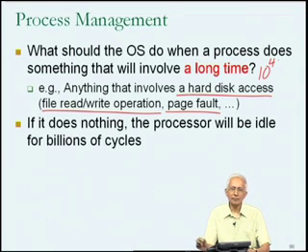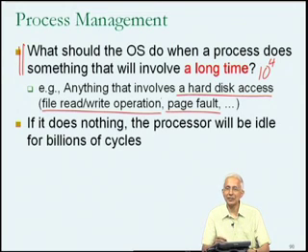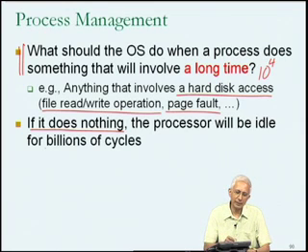So, the question is a relevant question, because if a process does some operation which results in a disk access being required, and if the processor waits for the disk operation to complete, in other words, if the processor does nothing while the disk operation is going on, then from the processor's perspective, this is going to take billions of cycles. Remember, the processor is substantially faster than the disk. Let me just explain where this billions came from.